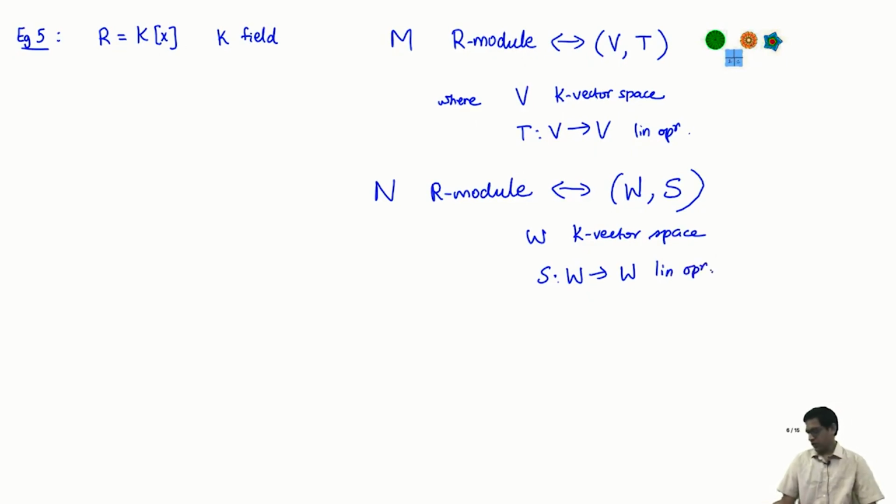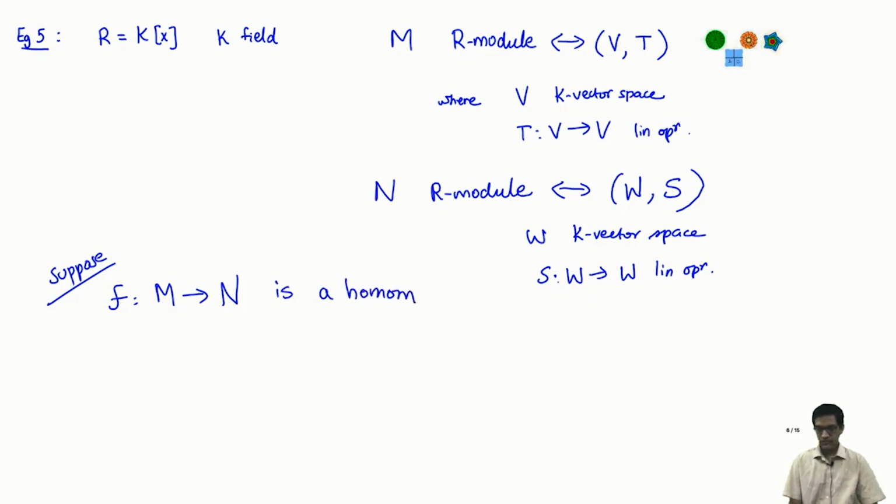Okay, so now what we are going to do is to try and figure out what it means for a map f from M to N to be a homomorphism. So suppose I give you a homomorphism of R modules, of K[x] modules. So suppose f from M to N is a homomorphism of K[x] modules. Okay, so what does that mean? Let us check what it means.